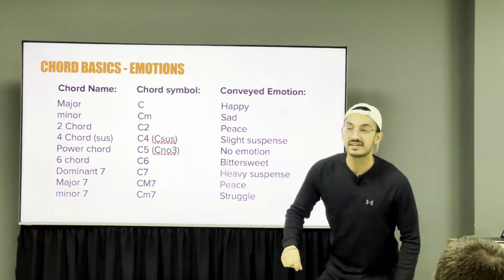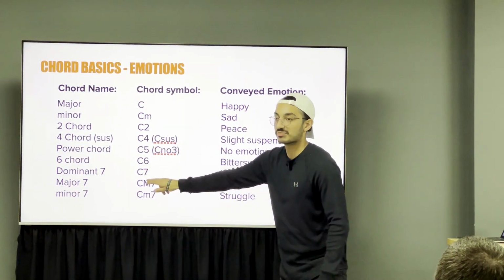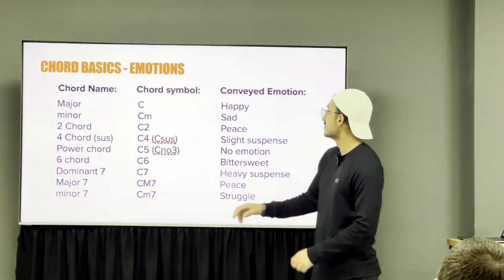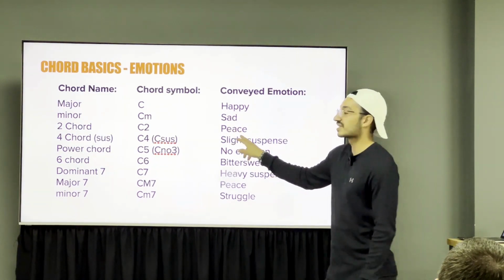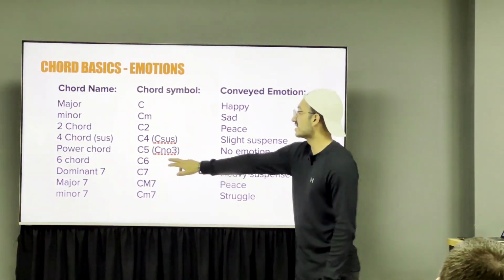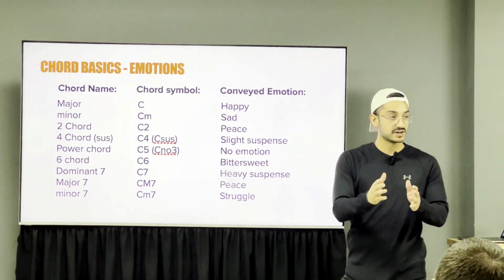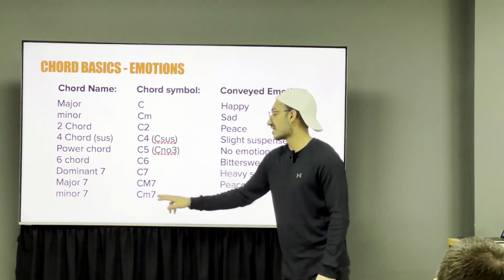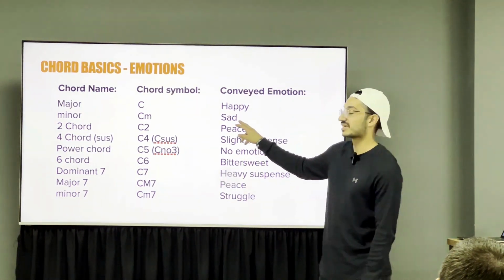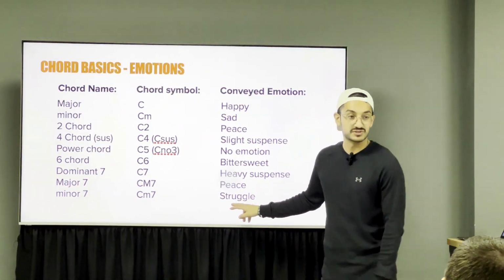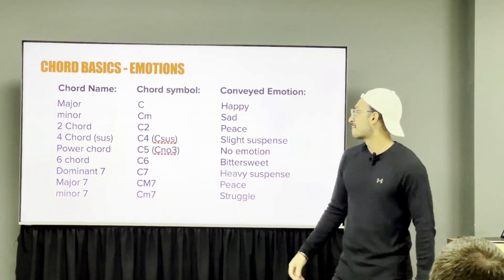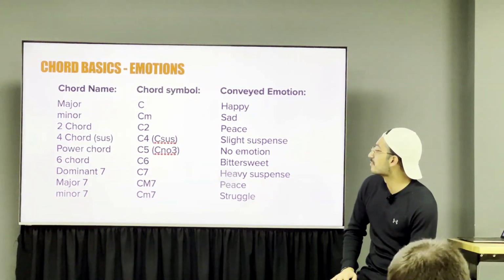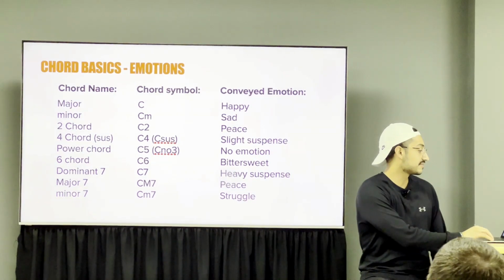It's happy and sad. But once you start adding a little bit of complexity to major or minor, you're adding a little bit of complexity to the happy or sad feeling. C2 is not just happy, it's peaceful. C5 is like there's no emotion, it's just a note, right? Or C7 is like heavy suspense, or C minor 7 is like a struggle. It's a little more complicated than sad. There's struggle, there's wrestling going on. That's my interpretation, but you'll see why I identify this.